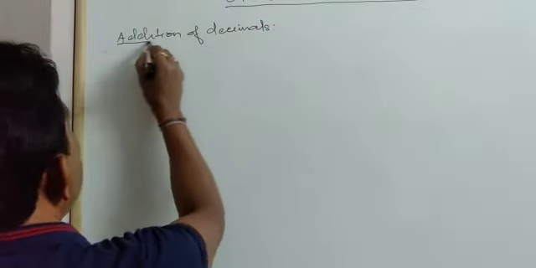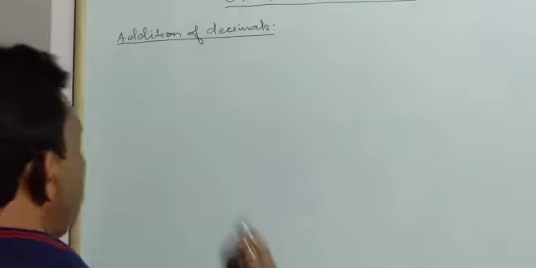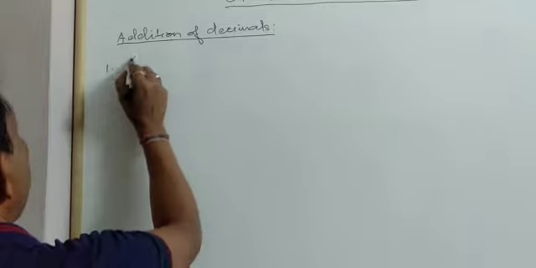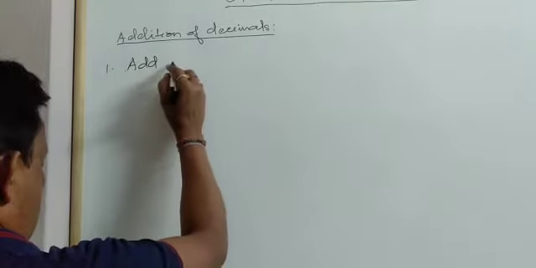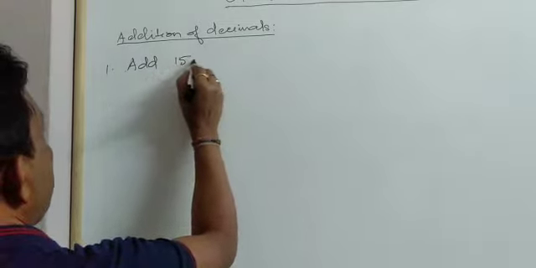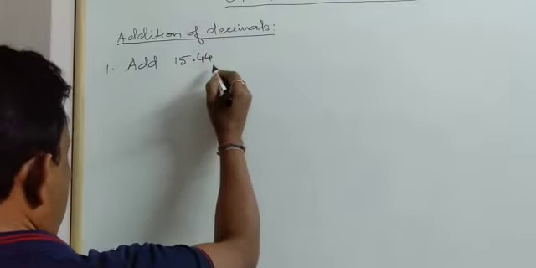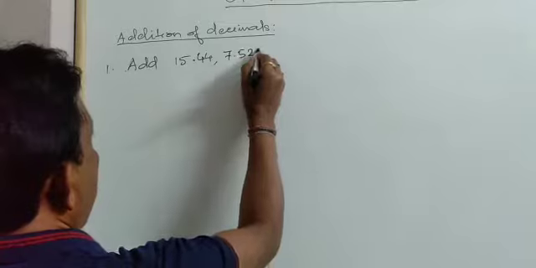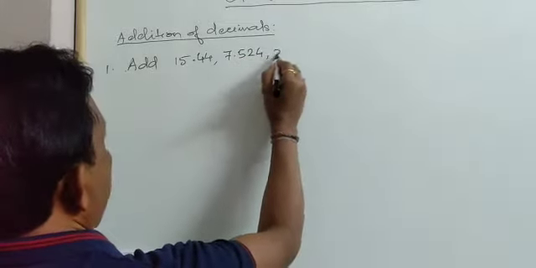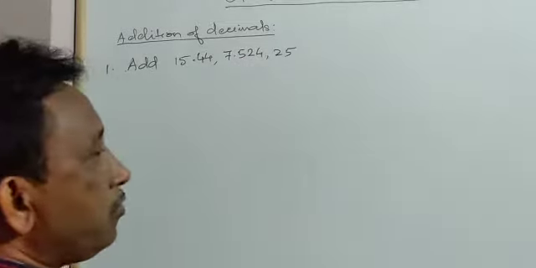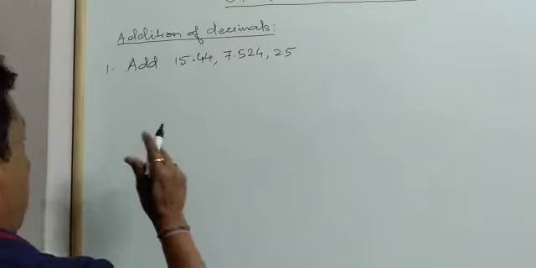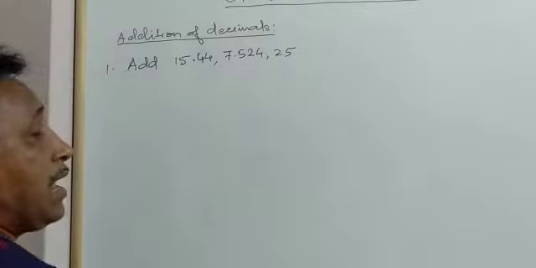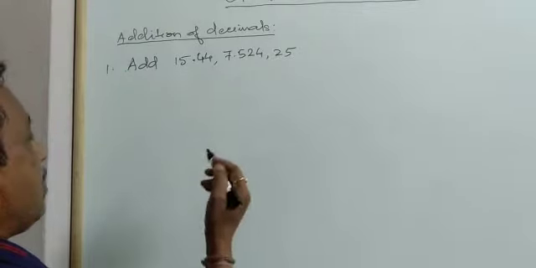Addition of decimals. I'll just show one example which you have done before. Say for example, I have to add 15.44, then 7.524, and suppose 25. Now how do we do this? First step is to convert all this into like decimals. How do you convert into like decimals?